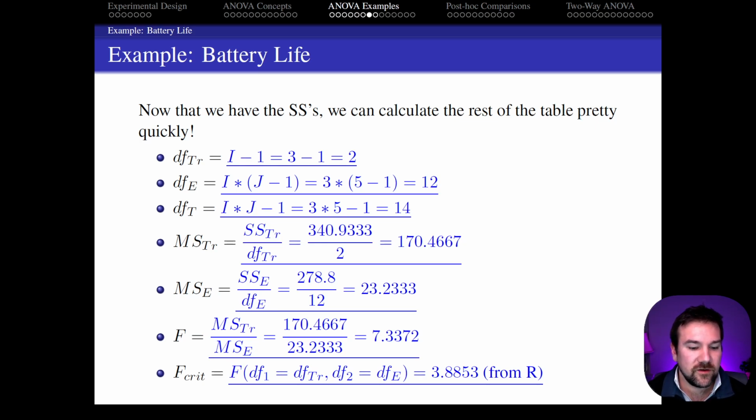For this, the degrees of freedom 1 is going to be the degrees of freedom from the numerator, and that's the degrees of freedom for the treatment. The numerator is mean squares treatment, so I pull the degrees of freedom from the treatment. In this case, the treatment is 2 degrees of freedom, so df1 equals 2.